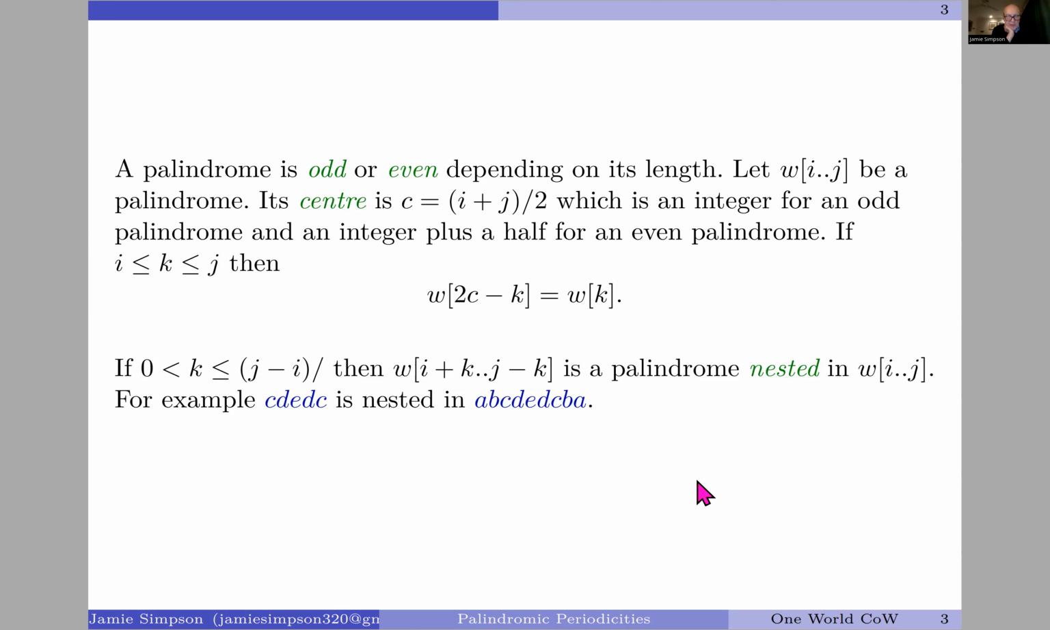And we also have this identity for a palindrome nested inside another palindrome. There's a bit of algebra there, but the example there is clear about what's going on: CDEDC is a palindrome sitting inside that longer palindrome, and DED is all inside it, and E itself is inside it.